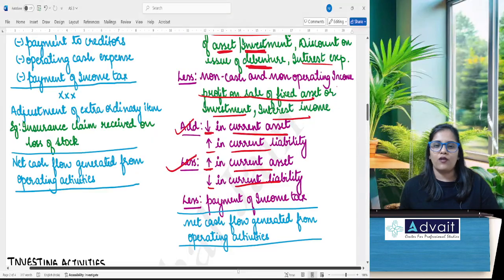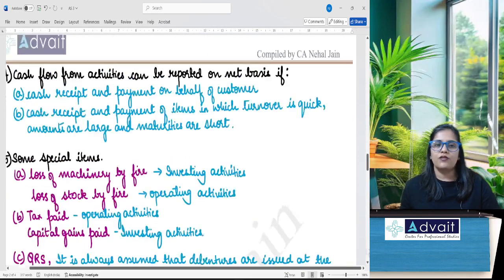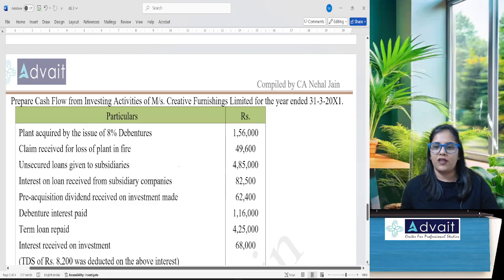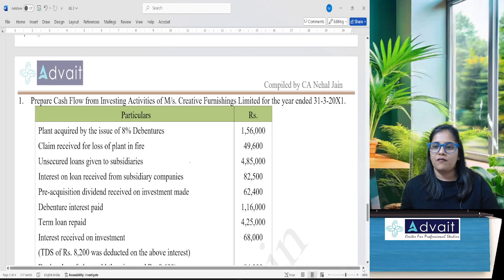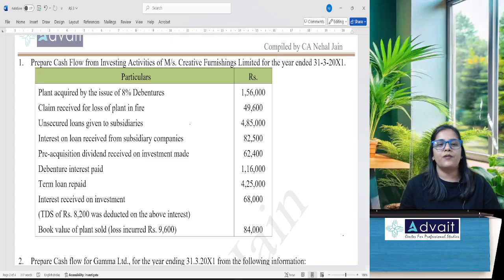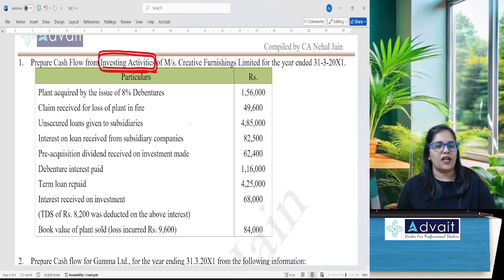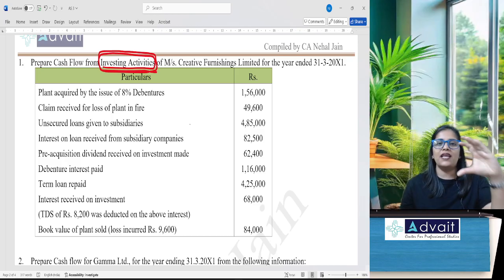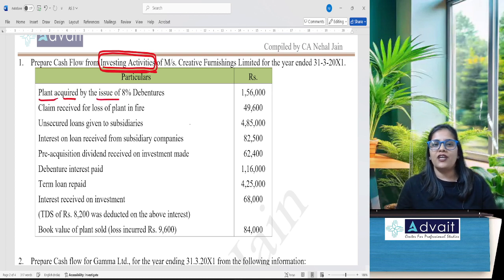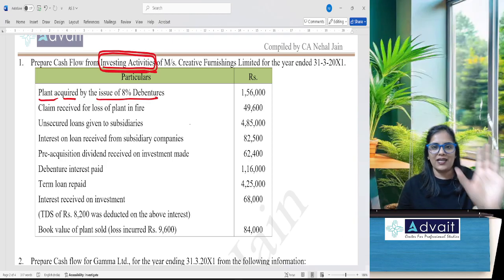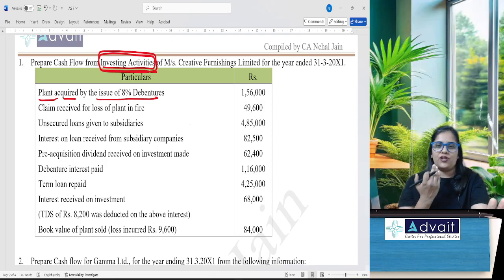Okay, we'll quickly do one or two questions to understand the cash flow statement. Now prepare cash flow from investing activities. So guys, here the question is telling that we have to do only and only the investing activity part of the cash flow statement for Creative Furnishings Limited. So we don't have to do the full statement, only the investing activity part of it. Plant acquired by issue of 8% debenture.